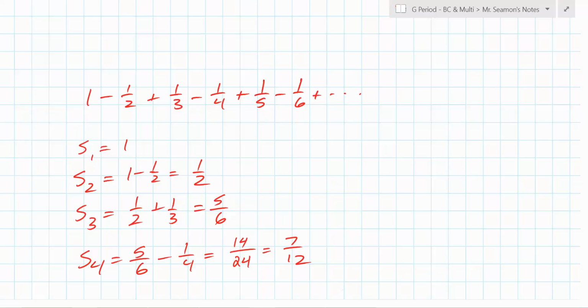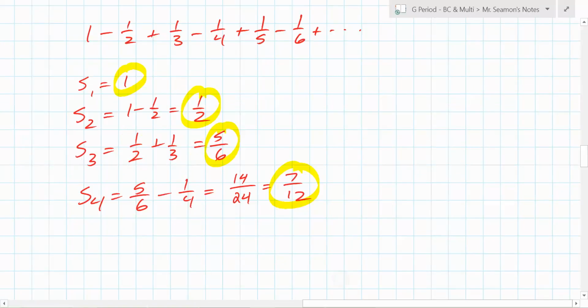So the partial sums, you're like, oh, I don't know, but I'll believe it. Those are the partial sums. You with me so far? The maximum error of S4 is going to be 1/5. So this right here is within 1/5 of the actual sum. It's pretty cool.